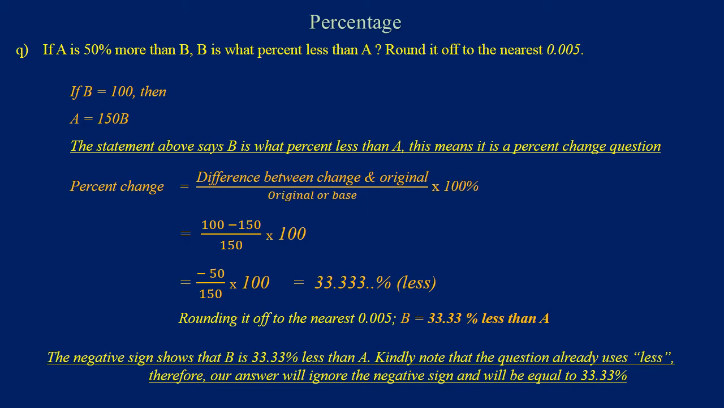Now, in case of MCQs, if you're given 33.3% with negative sign and with positive sign in the answer choices, you're going to pick the positive sign answer, which is 33.3%, because the question already says B is what percent less than A. So we do not need to pick the answer with the negative sign, because your answer would be considered wrong. Be very careful when answering these simple questions, right?